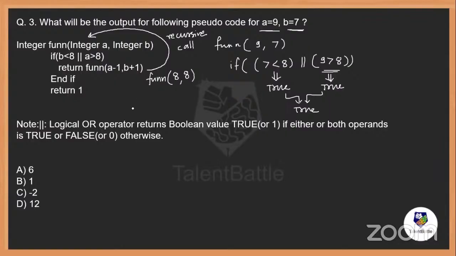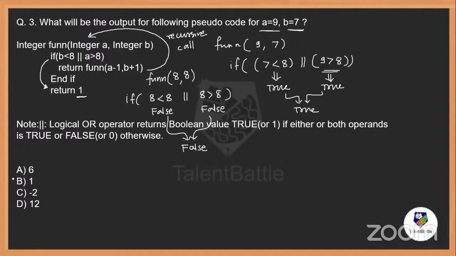Now again check the if condition. If 8 is less than 8, logical OR 8 is greater than 8. Now 8 less than 8 is also false and 8 greater than 8 is also false. Now both are false. So the final result will be false. And when the final result is false, control will go outside if and you are returning 1 from it. Means the final answer returned by this function will be 1.